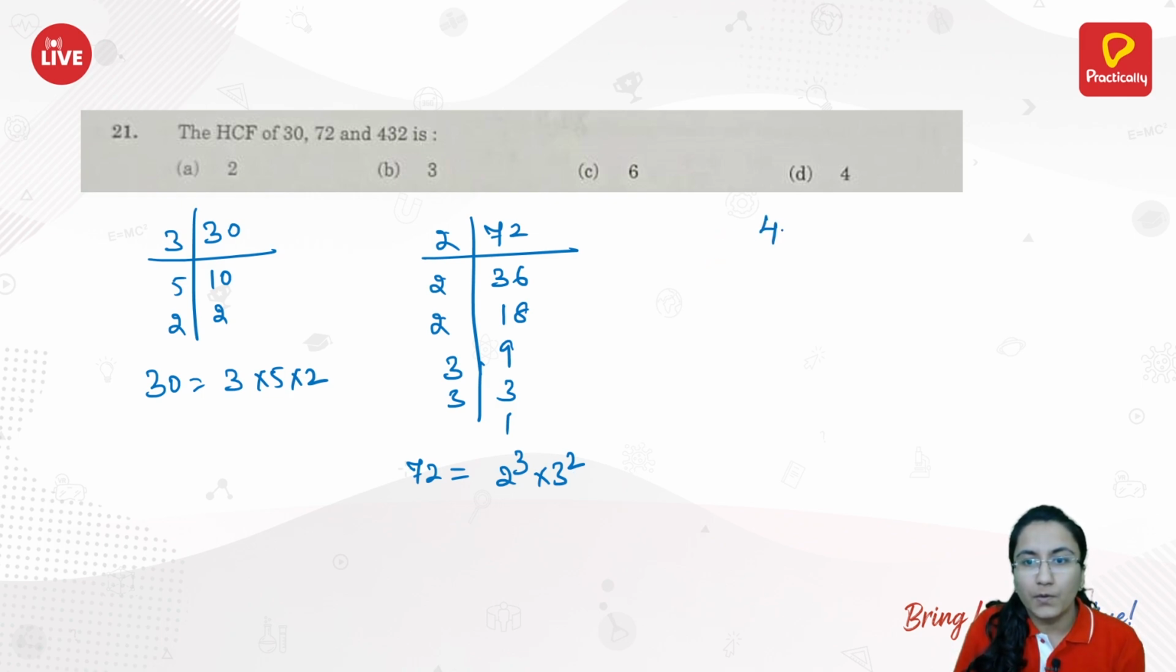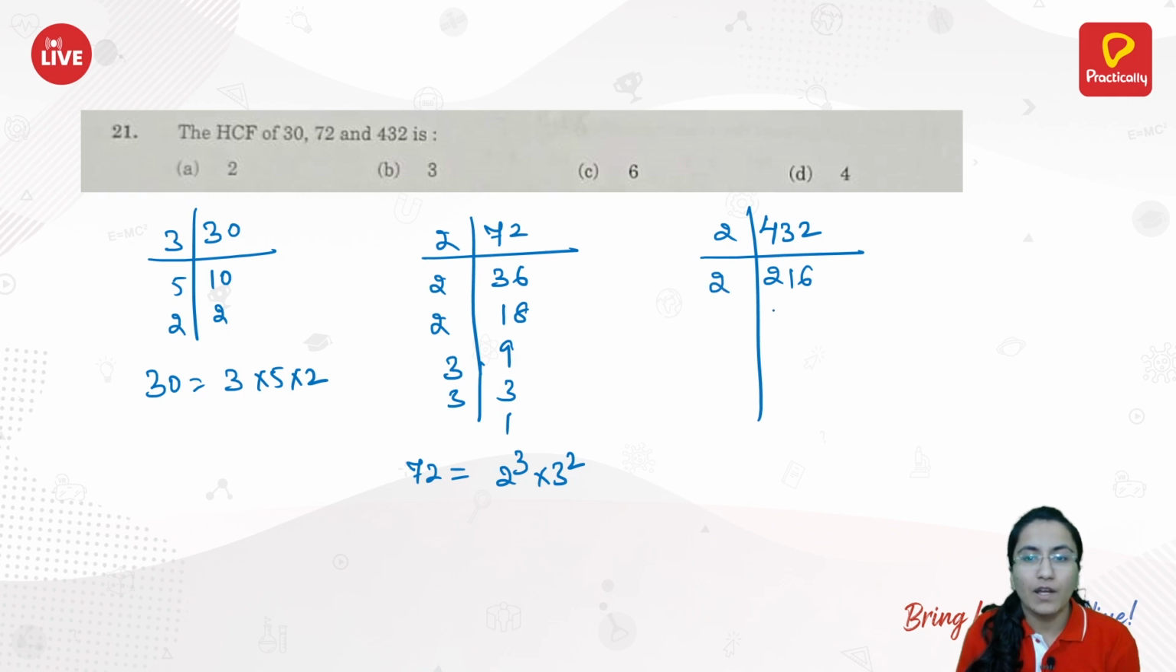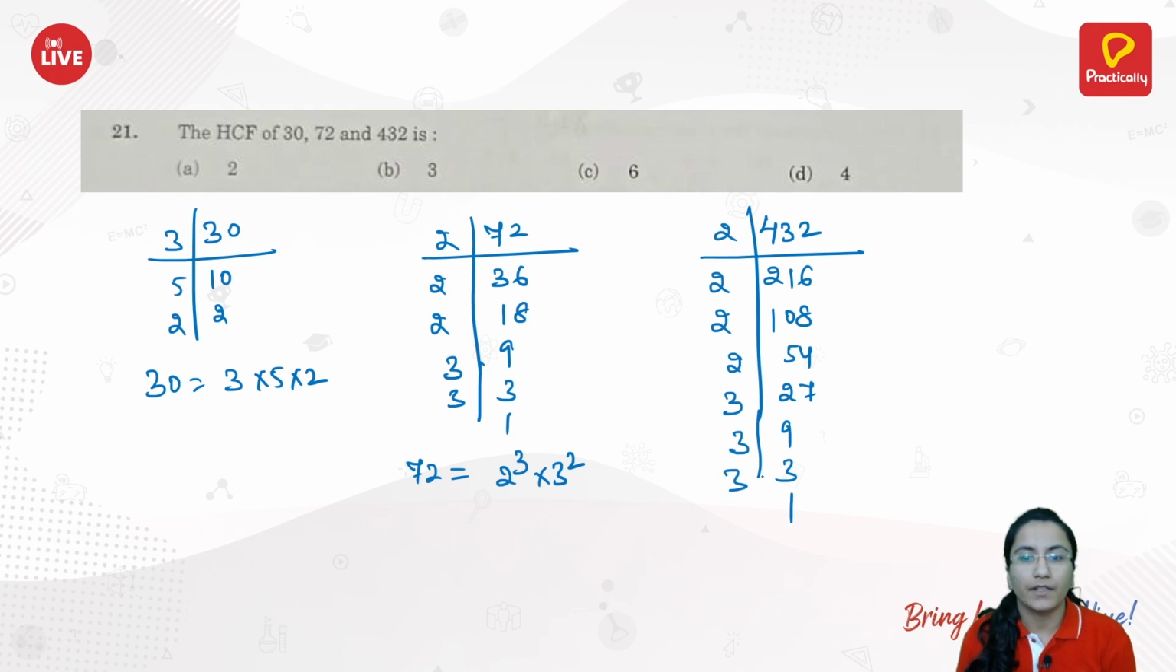Next comes 432. So you have 432 over here. Dividing by 2, you have 216. Again 2, you have 108. Again 2, you have 54. Again 2, you have 27 over here. Then 3, you have 9. Then again 3, you have 3, 3 and 1. So that means 432 is basically 2 raised to power 4 into 3 cube.